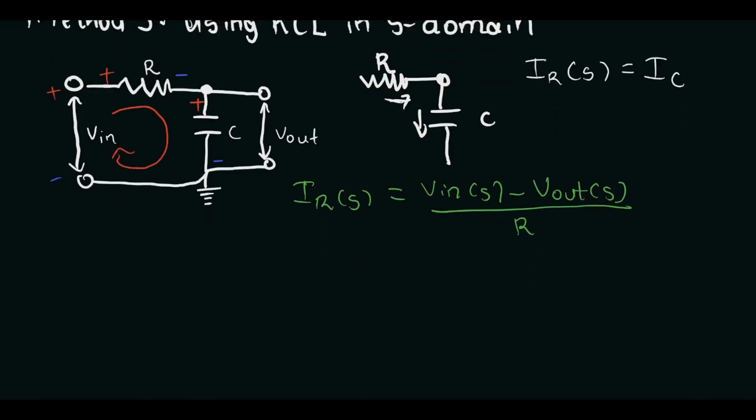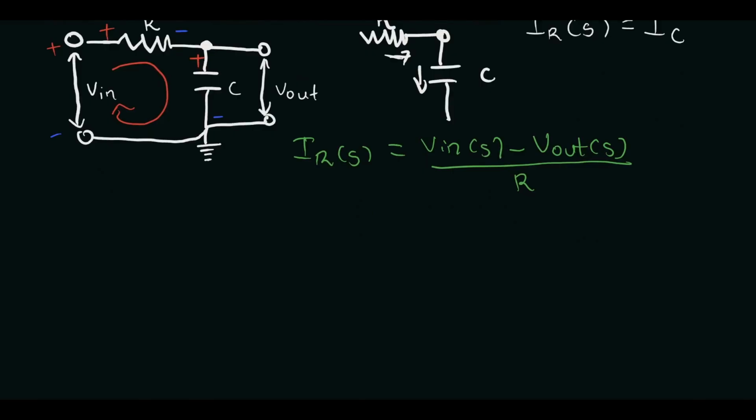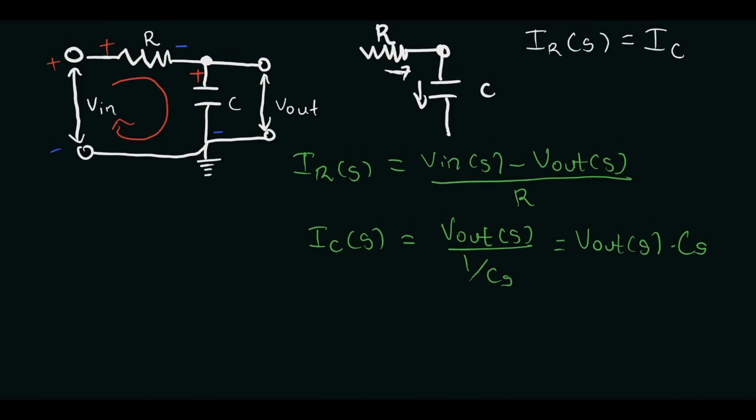And your IC, the current flowing through your capacitor, will be equals to your V out over 1 over your CS. So this will now give you V out S multiplied by your CS. Substituting this inside this one.